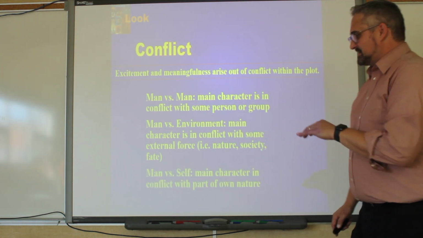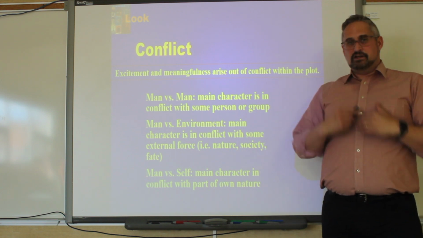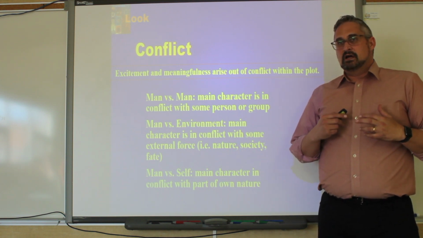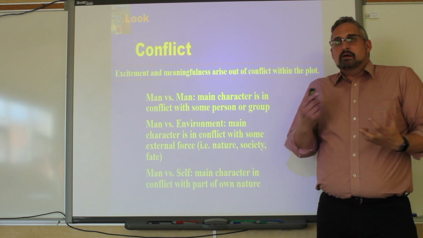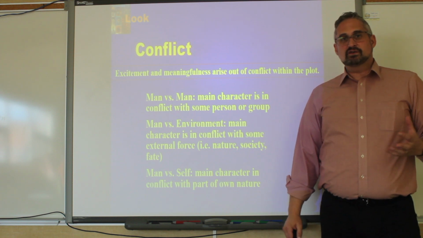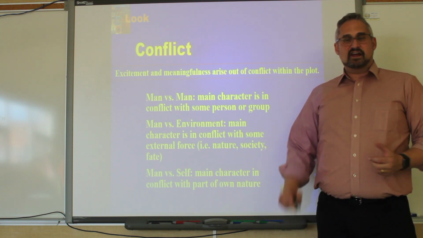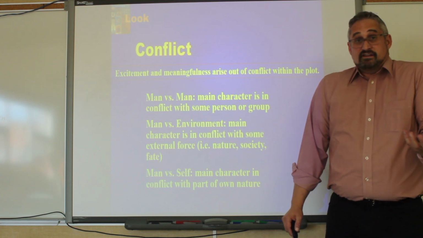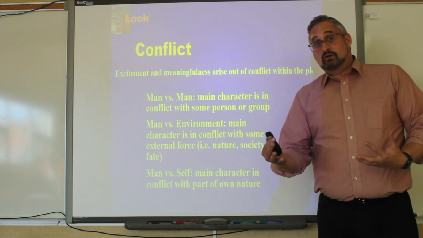The next one is man versus self, and that's an internal conflict. This is where the character is really struggling within him or herself as to what to do. Often Rick Grimes doesn't know what to do in the situations that he's in, and he has to choose between killing one of his friends and saving the whole group.